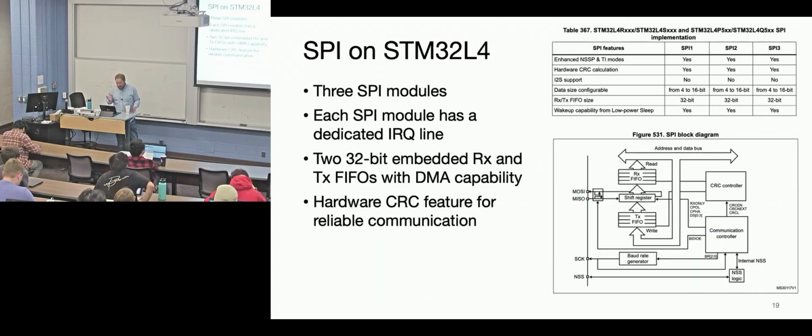For the device you have in lab, they have 3 SPI modules, each with their own dedicated IRQ line. So you could have multiple SPI peripherals. Why would you need that? Why would that be a good idea, considering that you can already put multiple SPI peripherals on one bus? Why do you need to have 3 buses on one device? Why don't you take 30 seconds, talk to your neighbor, come up with some possible reasons.